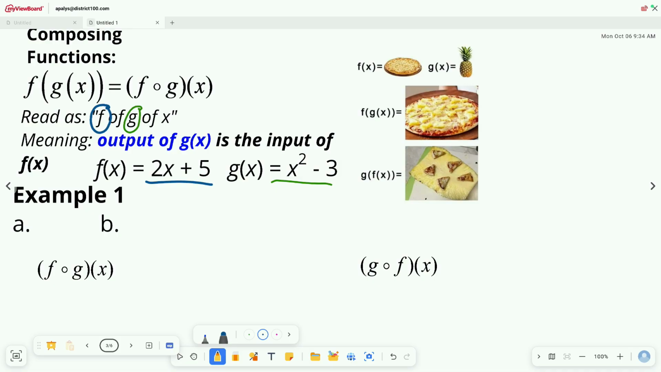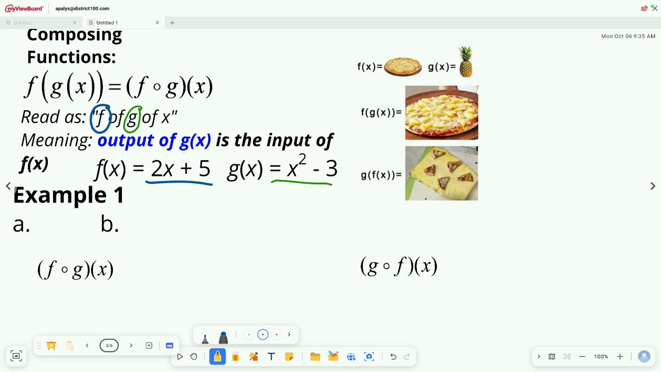Now, if we were composing g of f of x, that means that we're going to start with pizza and put pizza onto pineapple. So we have a piece of pineapple with a bunch of little slices of pizza. So what we're doing in this situation is whatever's on the right, we're plugging that into the x on the other function. So we're going to either do that to get an expression or to get a number.